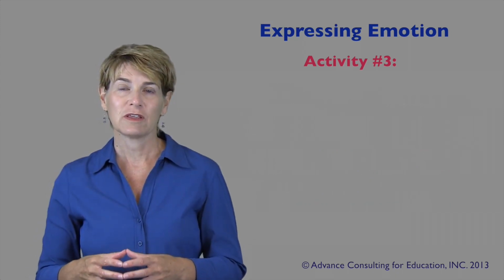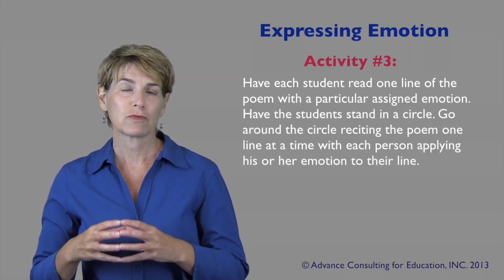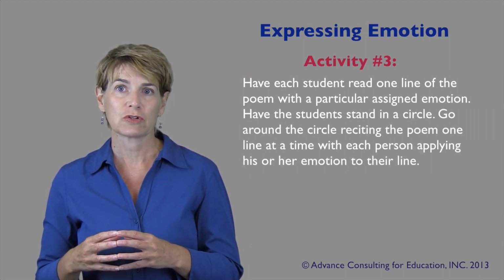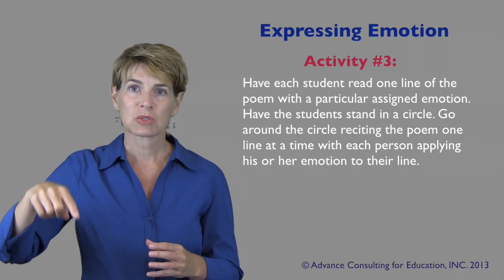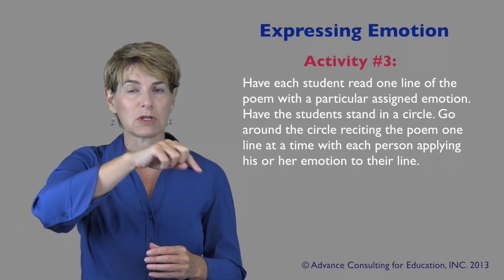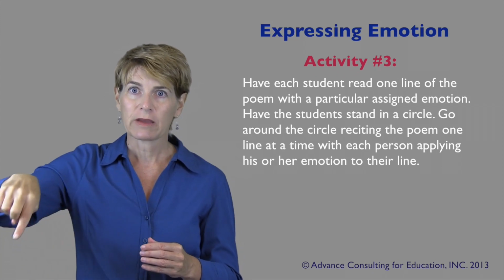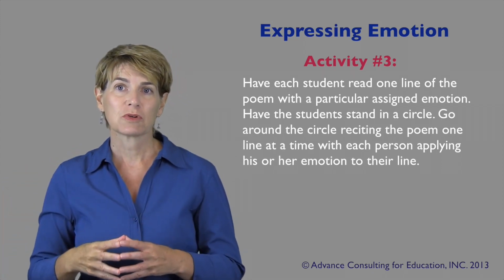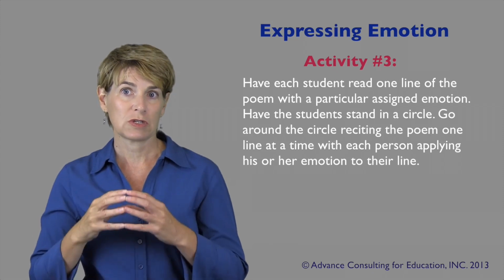A variation on this is to have each student read just one line of the poem with a particular assigned emotion. So have the students stand in a circle and assign each person an emotion, and then just go around the circle reciting the poem one line at a time, with each person applying his or her emotion to their line.